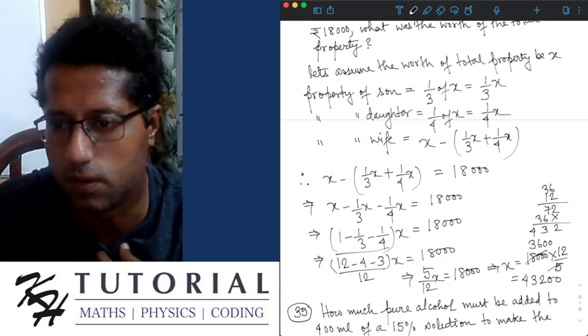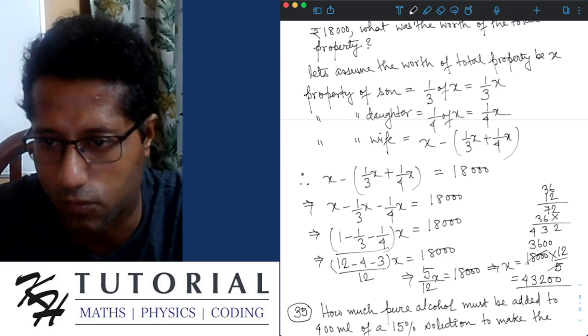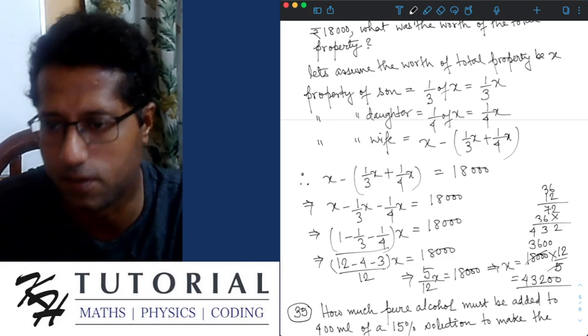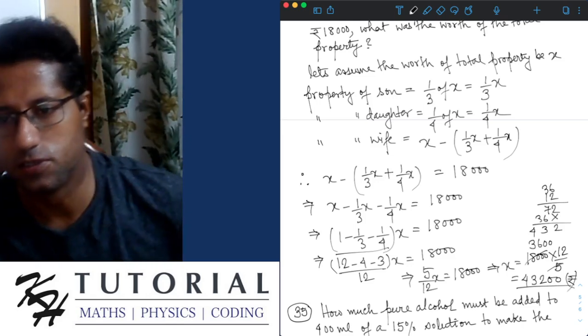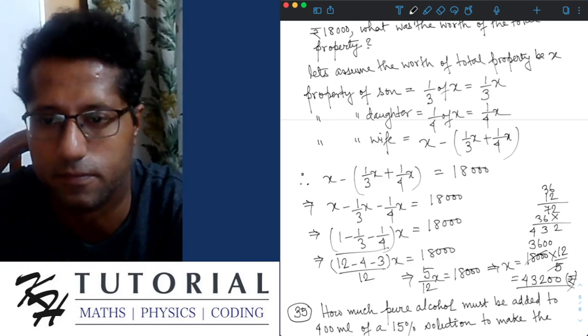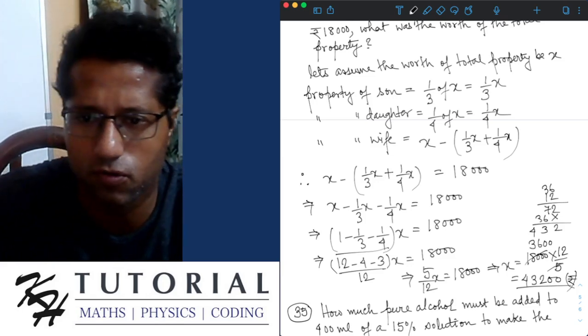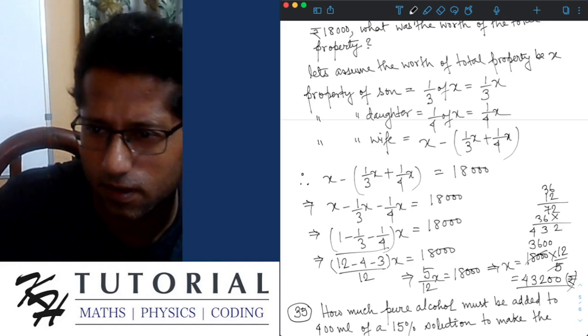43,200. This amount will be in rupees. So the total share of the property is 43,200.